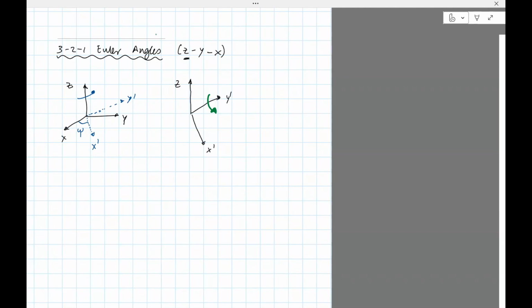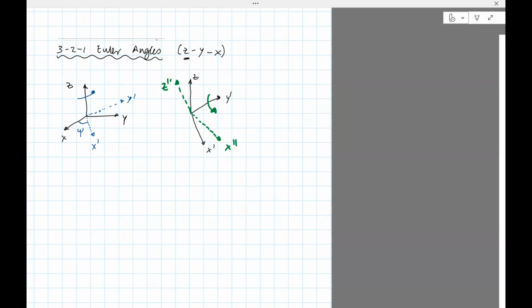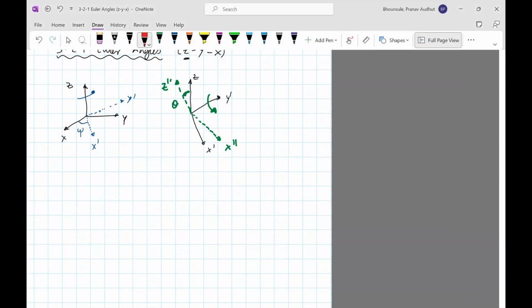So it will be rotating about the new y prime axis, and it will be in the zx plane. So this will give you something like this. This would be x double prime. The z is obviously changed, well, actually I call it z double prime because of the second rotation. And this angle, we'll call that theta. Okay, and finally, we'll do the third rotation.